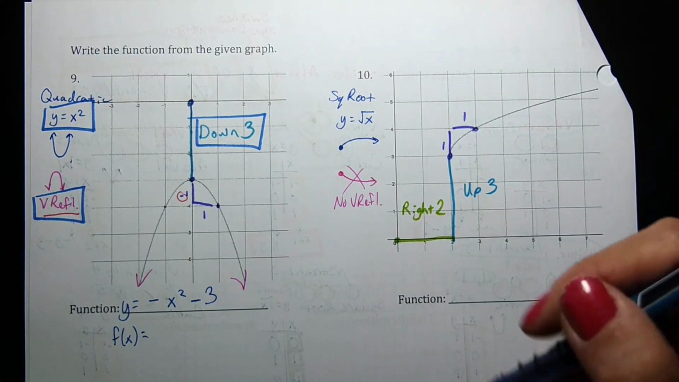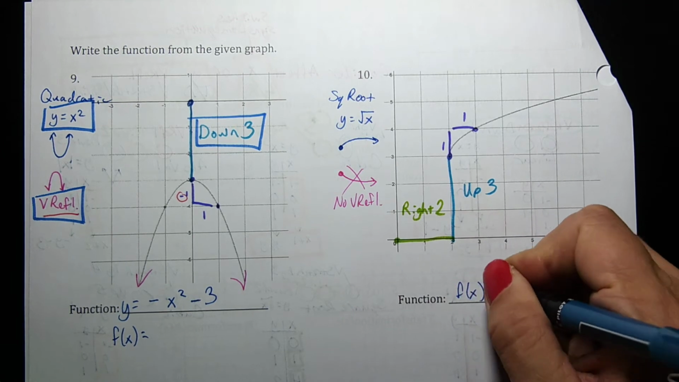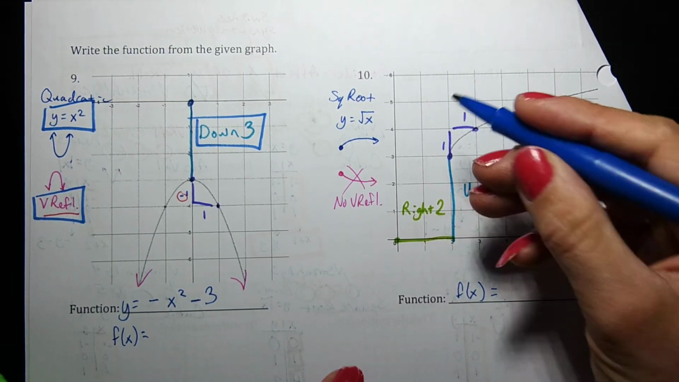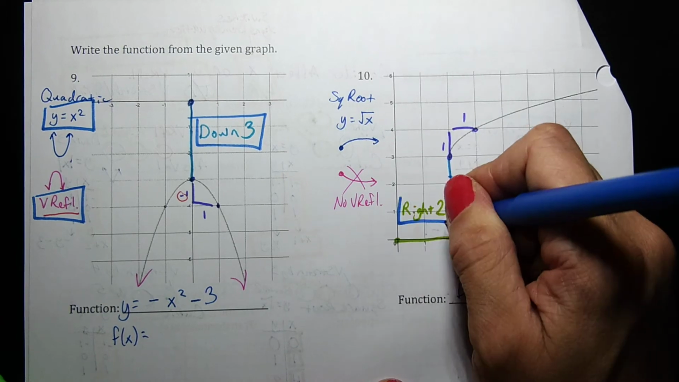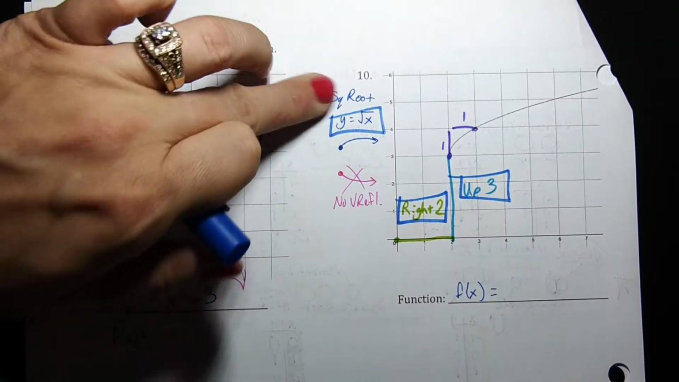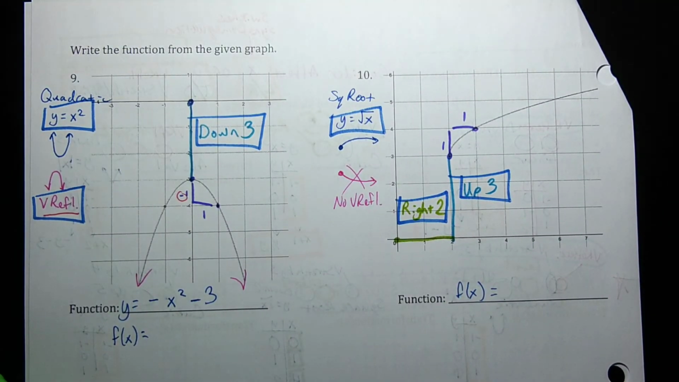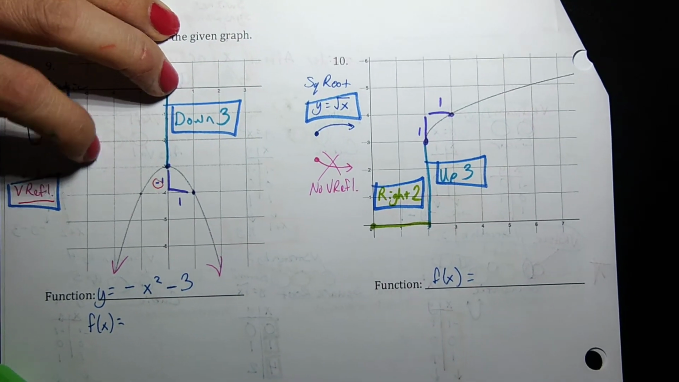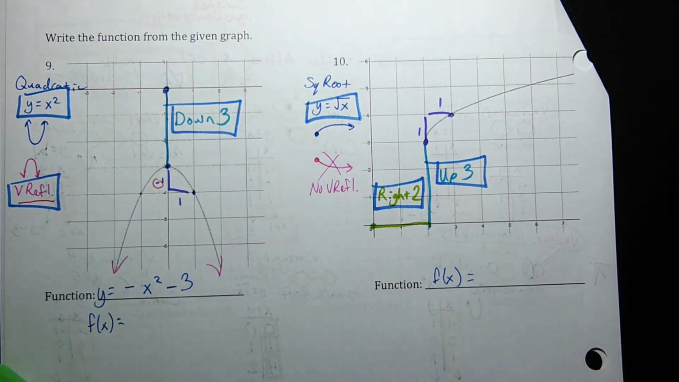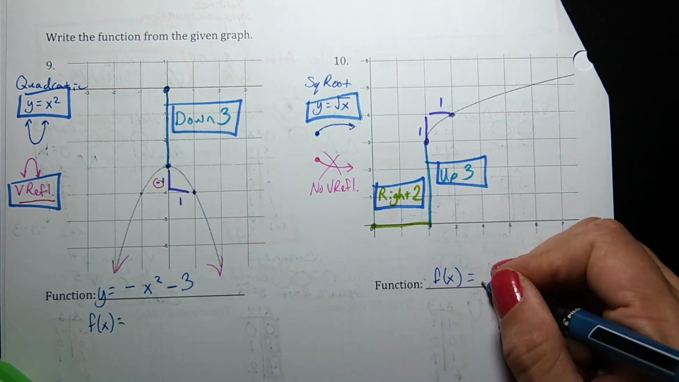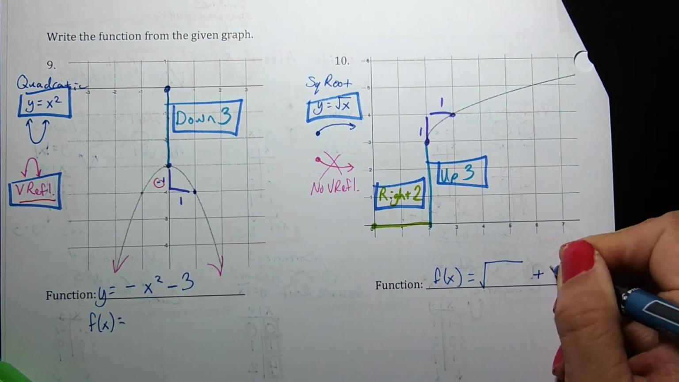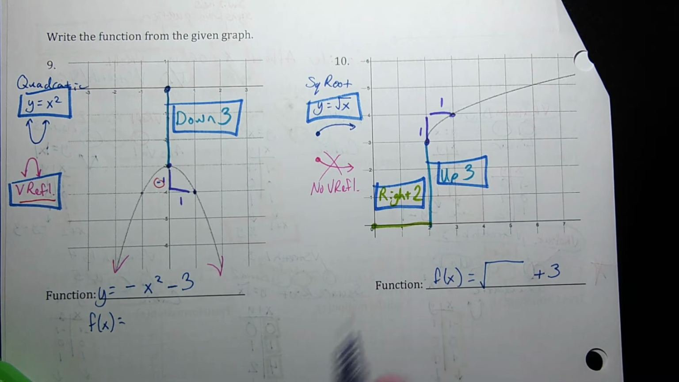So f of x equals, and we need to turn these descriptors, up 3 and right 2, back into our equation with numbers. So the plus 3 is going to be outside our square root. So I'm going to draw my square root and do plus 3 over there. Now right 2, that's going to be inside my square root. Those are the inside transformations. Will that be x plus 2 or x minus 2?